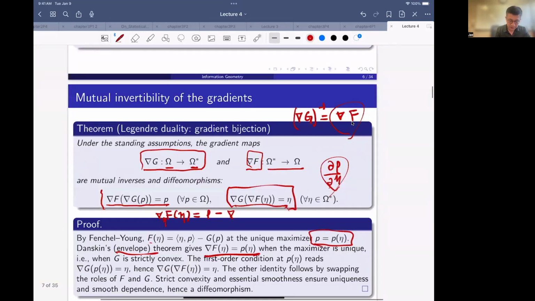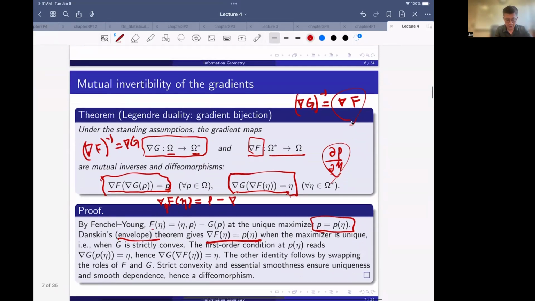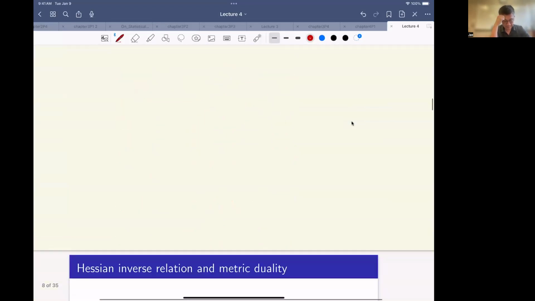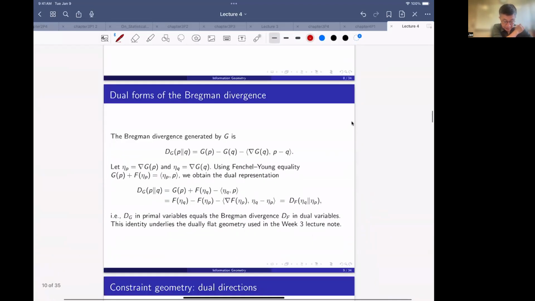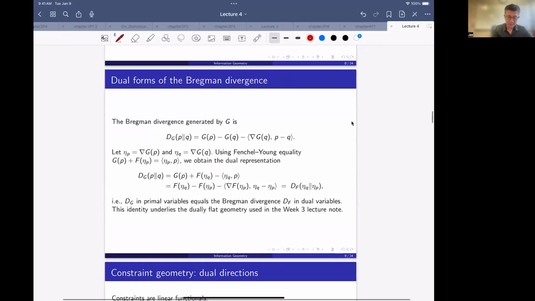And then furthermore, this is basically right. This result says that (∇G)⁻¹, that is ∇F, and (∇F)⁻¹ is ∇G, vice versa. The only thing is that F has a domain in η level, while G has a domain in θ level. That is the difference. And then in the same way for the Hessian, we can use this equality and differentiate again. Then we can get this inverse Hessian formula. Okay. Now, this we actually covered already last class, and now let's move on to this important thing.